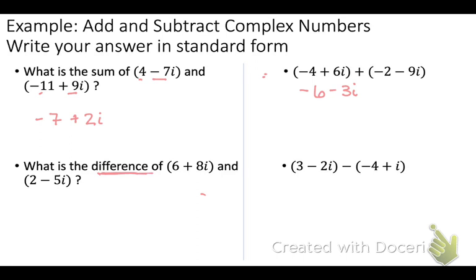What does difference mean? Subtraction. So it would be 6 plus 8i. These first parentheses, do they mean anything? No. Minus 2 minus 5i. What do you need to do with this negative? Distribute it. What do you think is the biggest thing you guys will forget? Not to distribute. Okay, so you'll get 8 plus 13i. So I'll forget that. What's the next one?